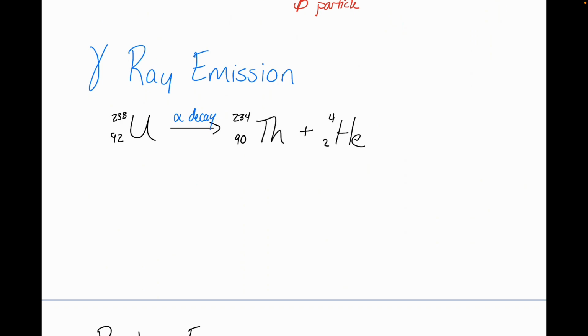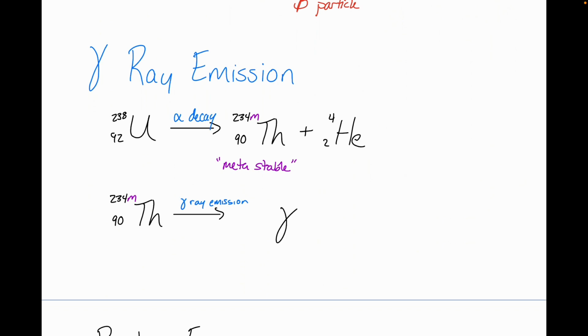But this thorium that's produced is what they would call metastable. It gets this little M in its symbol here. And so what happens is this isotope of thorium that's produced here will immediately undergo yet another form of nuclear chemistry, which we call gamma ray emission, where it emits a gamma ray, which is a high energy photon. So it's got zero mass and zero charge.